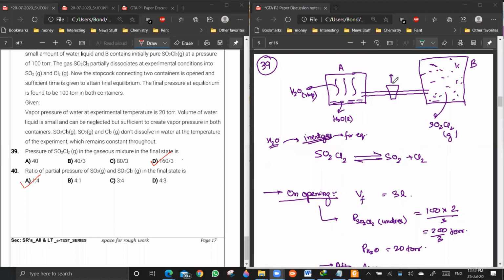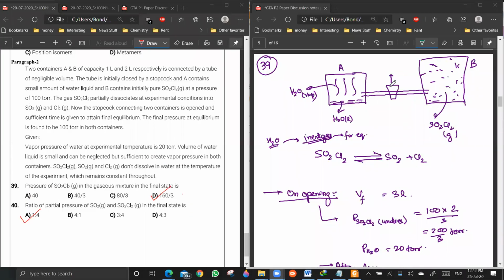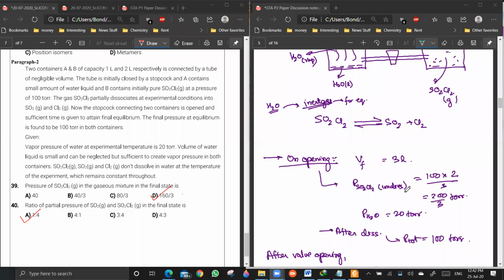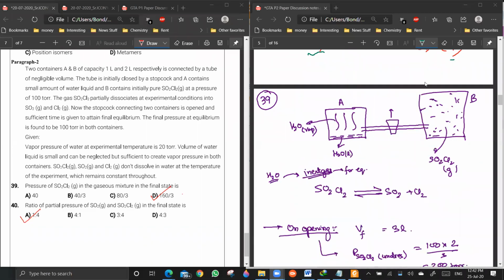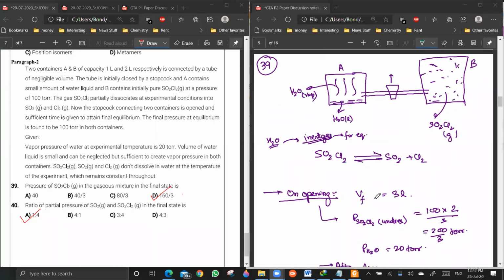Okay, you see, you have two containers, A and B. A is 1 liter, B is 2 liters, and there is a valve. Now initially, there is a little amount of water in A, due to which there will be some vapor pressure generated in A. And in B, you have some SO2Cl2, which dissociates like this. Now you see, when you're opening the valve, you can assume that SO2Cl2 started decomposing after the valve was opened. It is just an analysis.